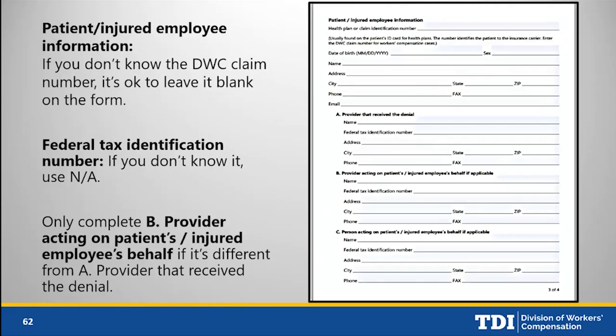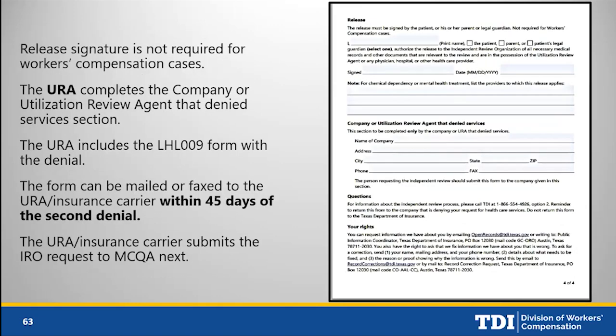Section B talks about the provider acting on the injured employee's behalf. That should only be completed if it's different from who is in Section A. If the healthcare provider filling out the form is different from the person receiving the second denial, then you need to fill out section B. And again, call MCQA if you have questions. And then disregard the release section. This is not for workers' compensation patients. Utilization review is going to complete the bottom portion.